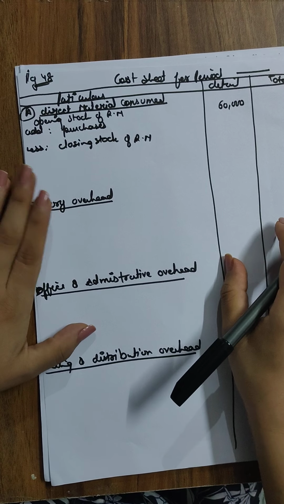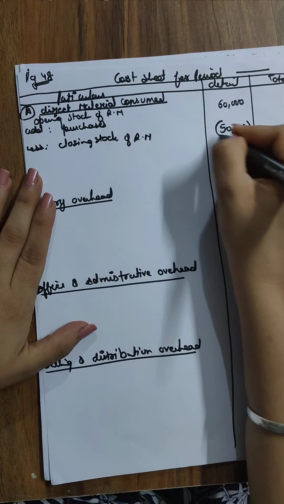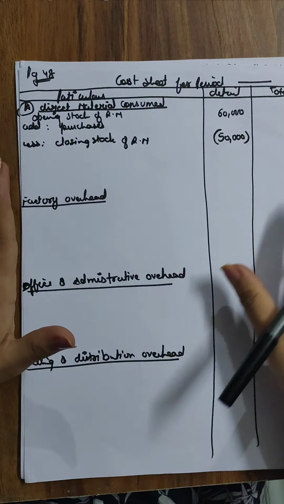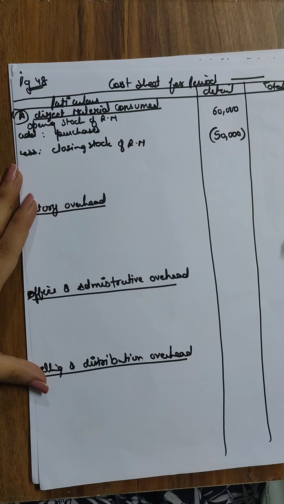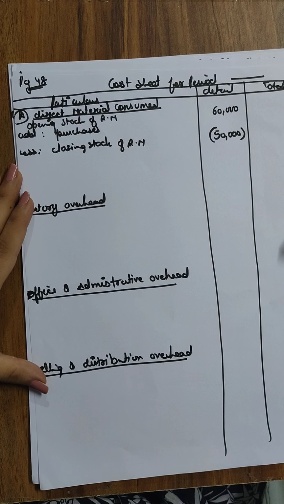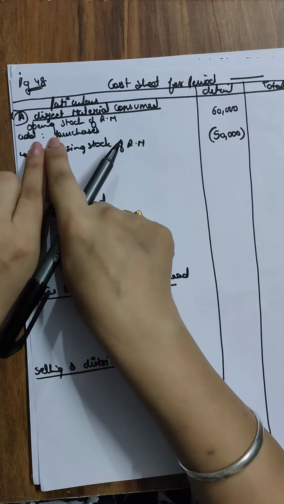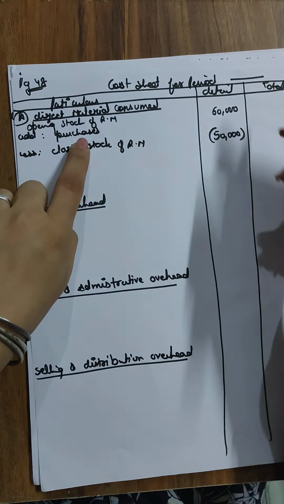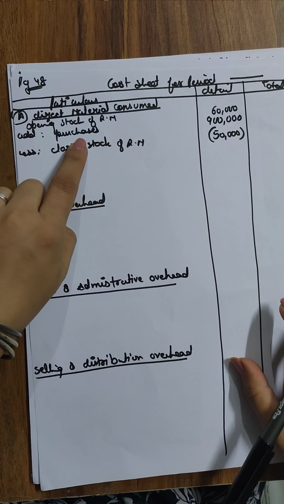The closing stock of raw material given to me is 50,000. So this is a negative figure, I have to subtract it. I am going to keep that figure under a bracket to show that at the last, I have to subtract it out. Next thing given to me is the purchase of raw material, that is 9 lakh. So in the opening stock of raw material, I have to add purchases. The amount of purchases that I made this year is 9 lakhs. So I'm going to add it up over here.